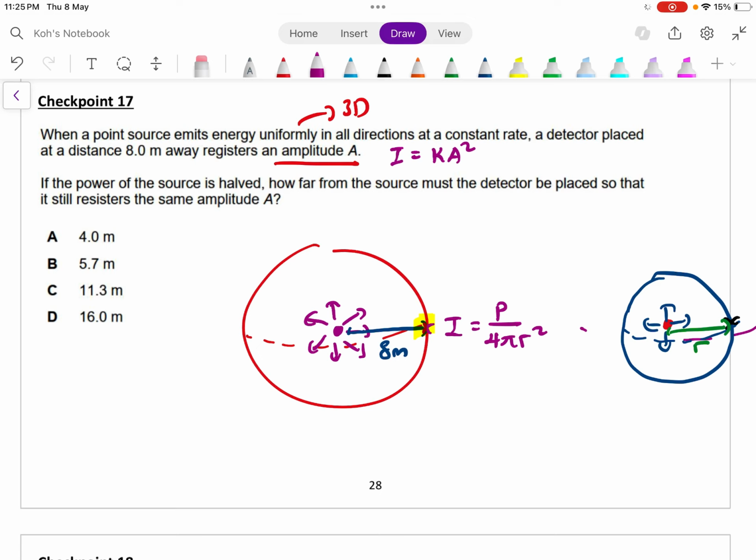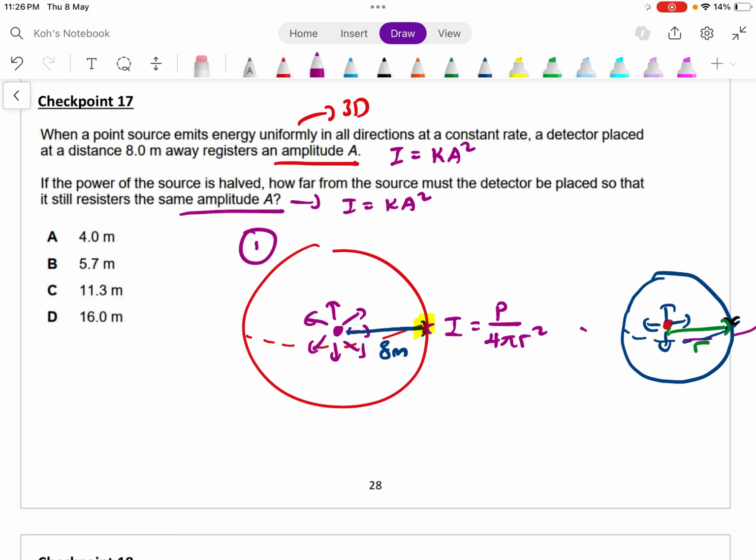Okay, so if the power of the source is now half, how far from the source must the detector be placed so that it will still register the same amplitude? This means that the intensity must still be the same. Definitely, let's draw the very first picture right here. Initially our detector is placed 8 meters away from the source.